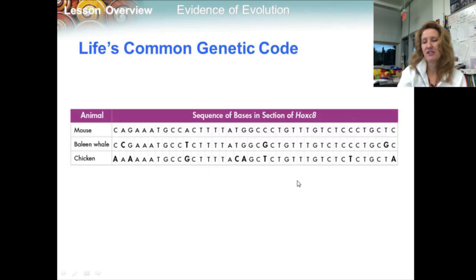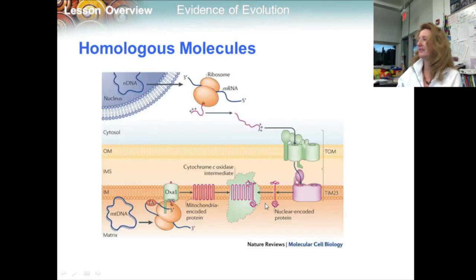This chart compares a small portion of DNA for the same gene in 3 animals. You have a mouse, the baleen whale, and chicken. The similarity in genetic code is clear. As you can see, it's still dark behind me. Genetic code is powerful evidence that all organisms evolved from a common ancestor. Similar genetic code. All right.